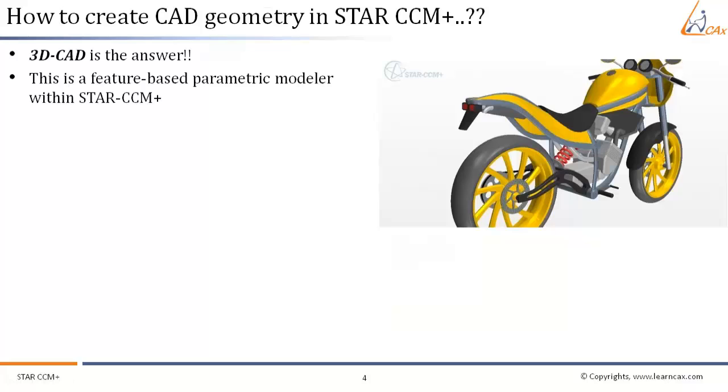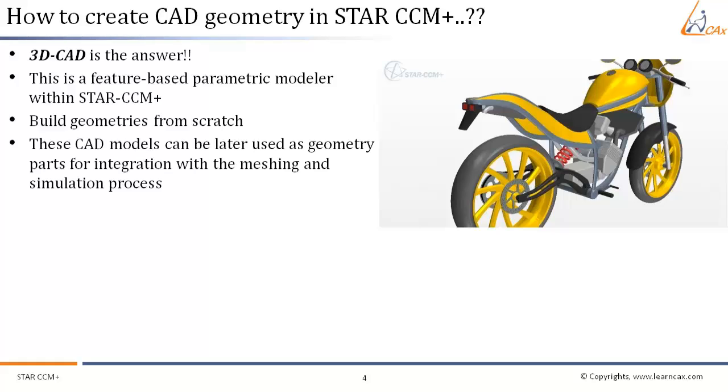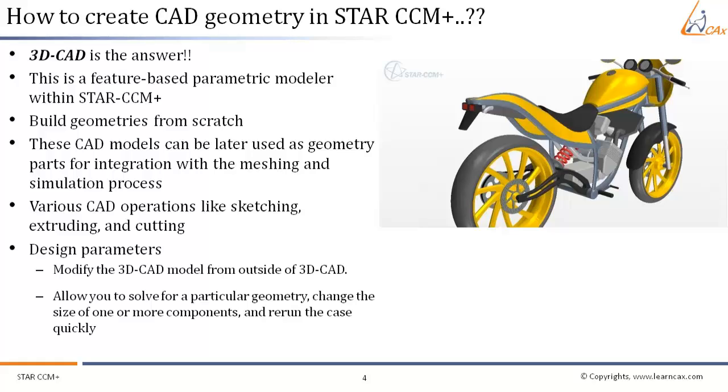For all the geometry creation needs, there is an inbuilt feature in STAR CCM+ called 3D CAD. This is a feature-based parametric modeler within STAR CCM+. In 3D CAD, we can build geometries from scratch. These CAD models can be later used as geometry parts for integration with the meshing and simulation process.